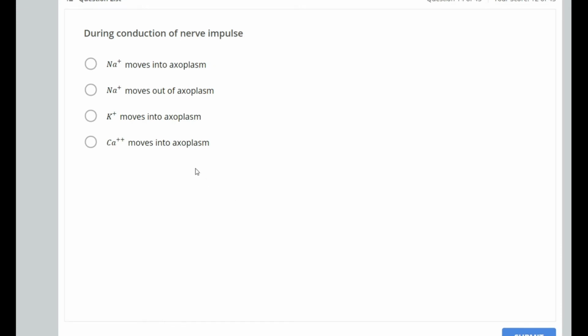During conduction of nerve impulse, Na+ moves into axoplasm. Na+ moves out of axoplasm. K+ moves into axoplasm. Ca+ moves into axoplasm. Which is the right one? Option A, Na+ moves into axoplasm is the right answer.